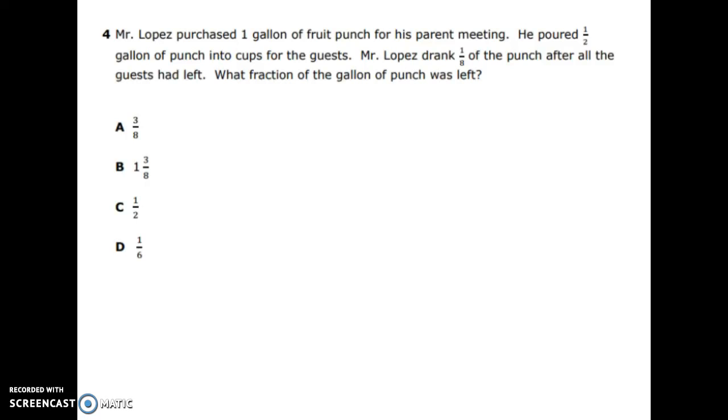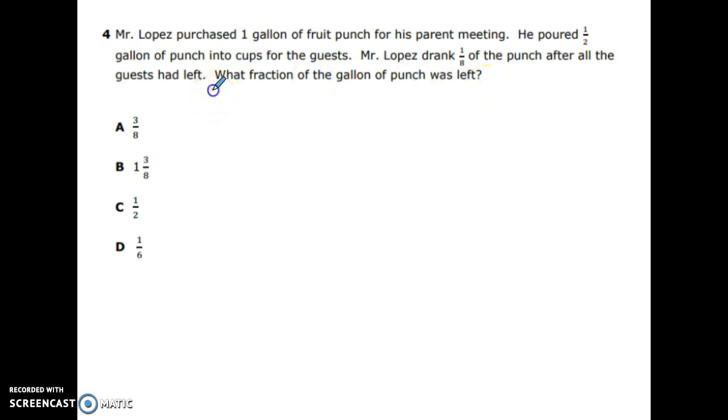All right, here is question 4 of our SSI adding and subtracting fractions mini assessment. Mr. Lopez purchased 1 gallon of fruit punch for his parent meeting. He poured 1/2 of a gallon of punch into cups for the guests. Mr. Lopez drank 1/8 of the punch after all the guests had left. What fraction of the gallon of punch was left?